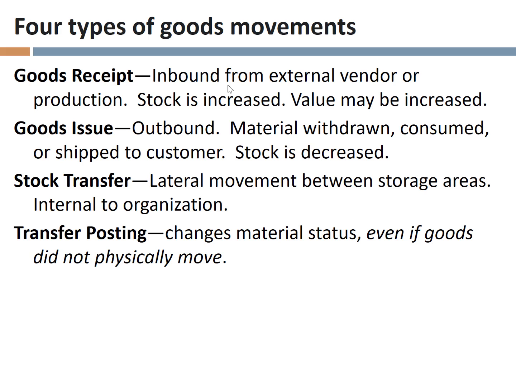What would be an example of that? I have items that just came in and they're in quality inspection, and the inspector wants to make them available for unrestricted use. The inspector will do a transfer posting and say these materials were this status, they're now this status. The materials might not have moved. Depends on our logistics of where we put stuff in our organization. But a goods movement does not necessarily mean that the items physically moved.